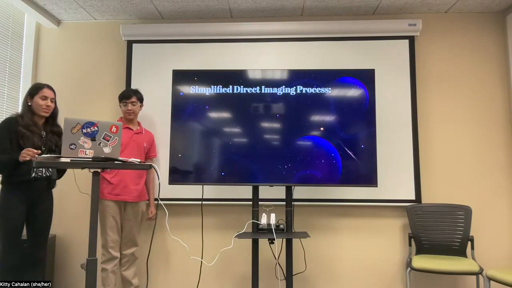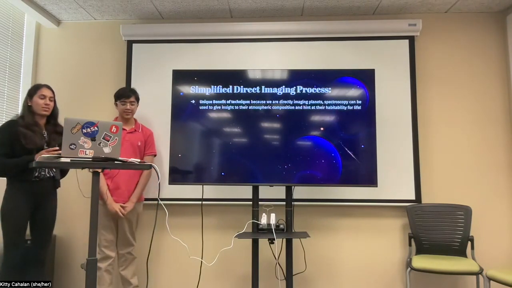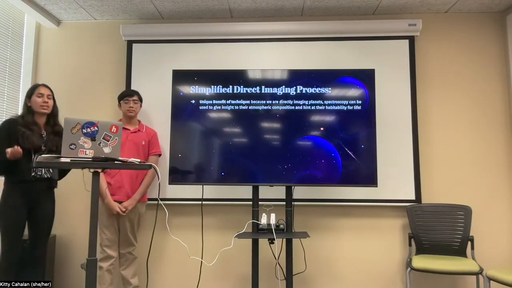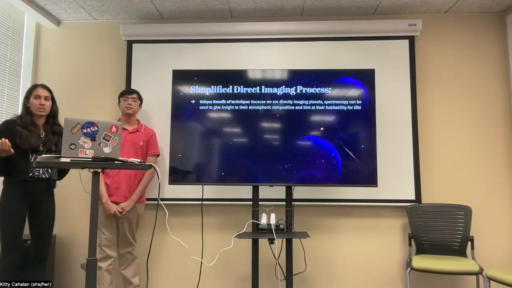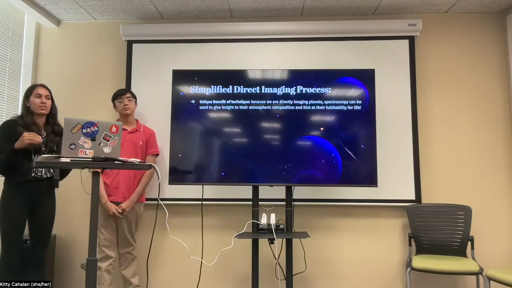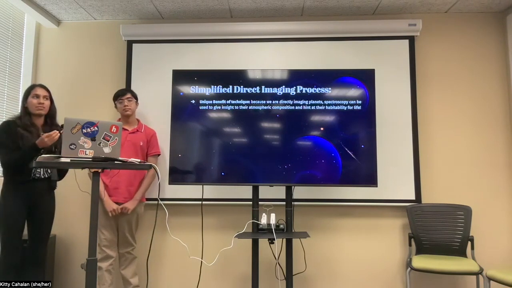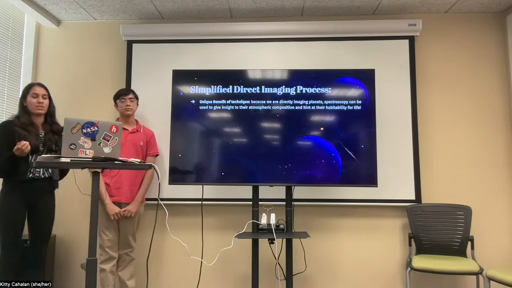So to start out with the simplified direct imaging process, the unique benefits of the technique: like I already mentioned, because we're directly imaging the planets and spectroscopy is being used to analyze the atmosphere and the composition, this gives us a hint as to the habitability of the planet. So we can potentially use this method to detect life, whereas other methods might not be as useful for that.